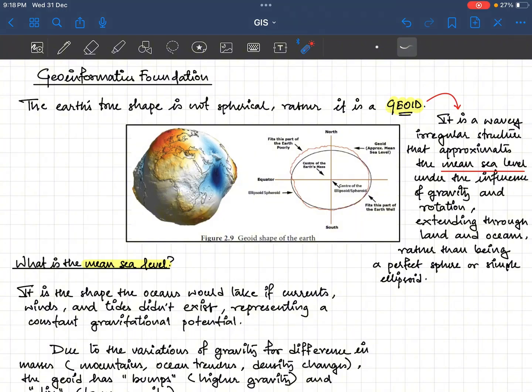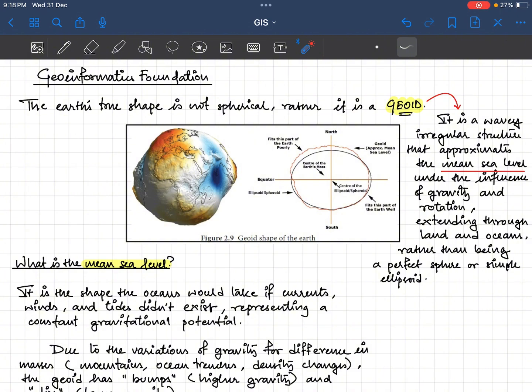Okay. So now let's imagine that our world is made up of only water, and there's no land anywhere. Now if you think so, let's remove the waves, the winds and tides, and only let gravity and Earth's rotation act on the water. If that is the case, then the water surface naturally takes a shape with some bumps and depressions caused by the variation in Earth's gravity. This is nothing but the geoid.